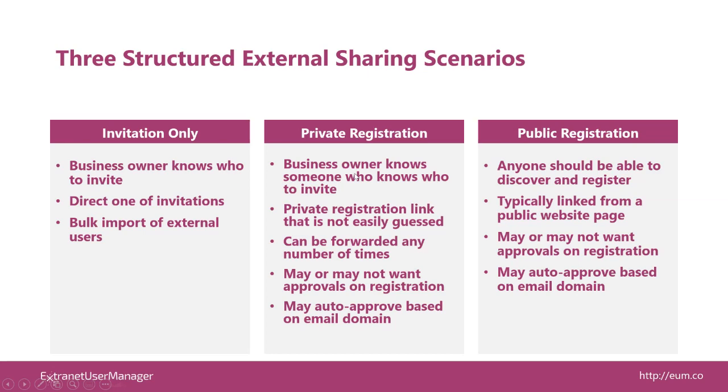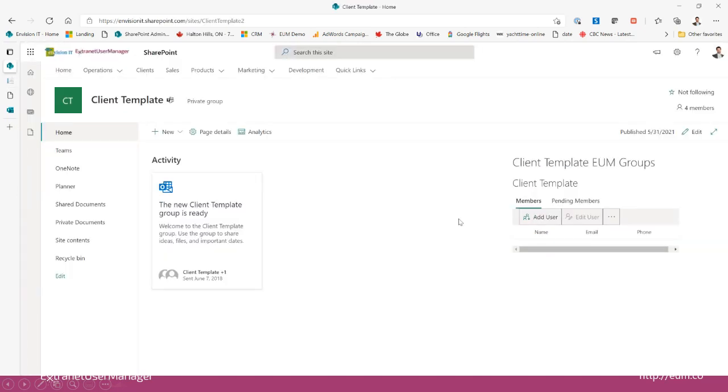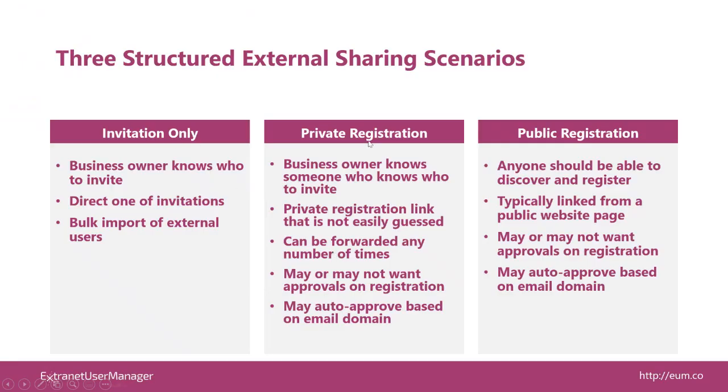So when we were in that client template example, let me come back here for a second. I was either adding users in through here, or I was getting a registration link. That's what we call our invitation only, or our private registration options. With invitation only, the business owner knows who they want to have in their site. They just directly invite them, or they bulk import a set of users, and you can do that bulk import through that web part as well. Whereas with private registration, it's someone who knows someone, the she told two friends and she told two friends type of idea. You want to get that link out to people and let it organically spread from there.